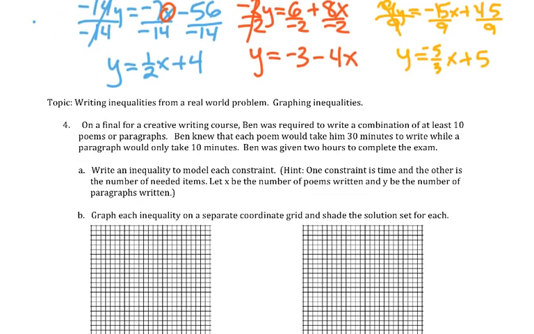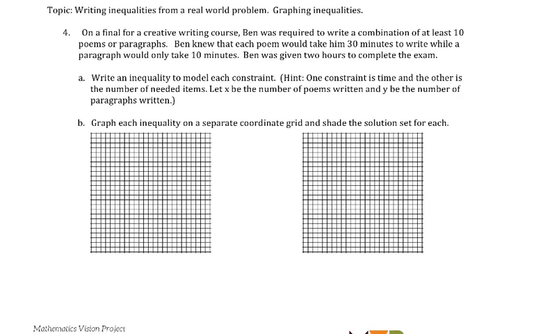All right, writing inequalities from a real-world problem and graphing inequalities. So on a final for a creative writing course, Ben was required to write a combination of at least 10 poems or paragraphs. Ben knew that each poem would take him 30 minutes to write, while a paragraph would only take 10 minutes. Ben was given 2 hours to complete the exam.